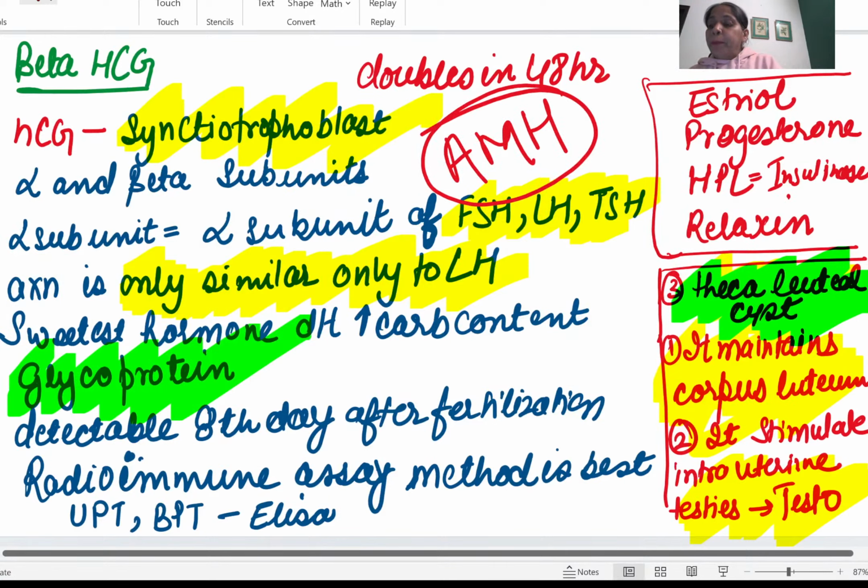Okay, they both are glycoprotein. Beta HCG is also glycoprotein and AMH is also glycoprotein. In the options they write down lipoprotein, but these are not lipoprotein, these are glycoproteins.